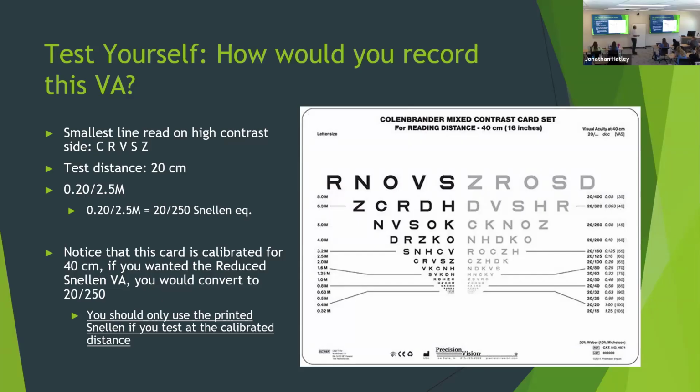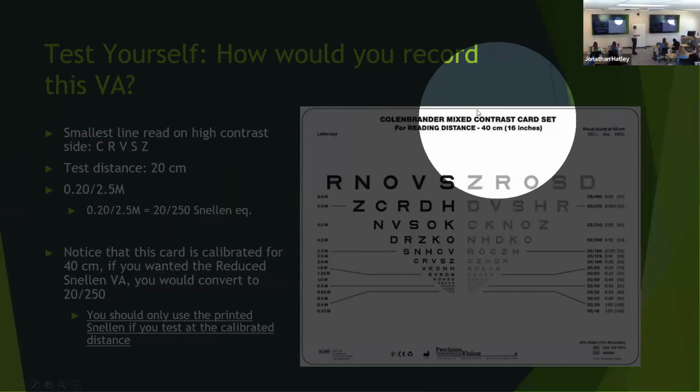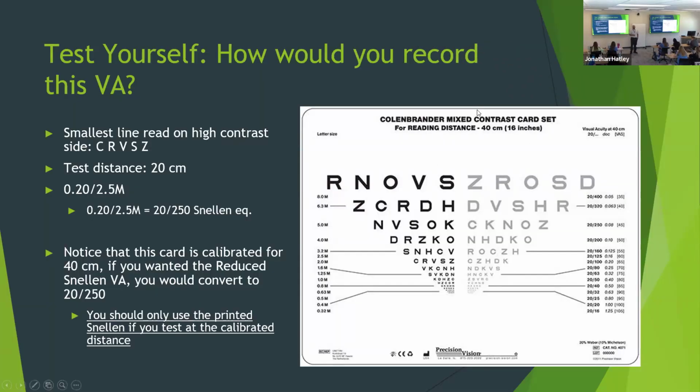Now, does it matter that we held this chart at 20 centimeters instead of 40 centimeters for the acuities that we just spec'd? No. Do we need to modify anything on our M acuities to account for this shorter working distance? No, because we have already done that. We recorded the distance that the chart was held at. We recorded the optotype size that the patient read. So we're done. We don't do any weird conversions.